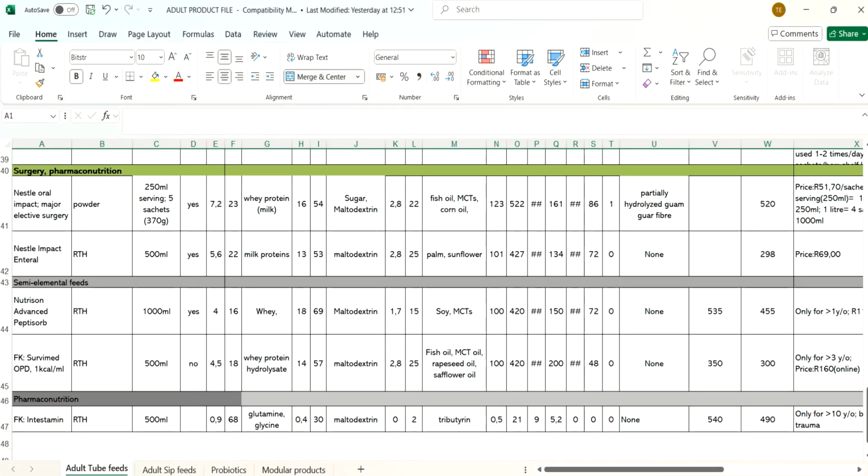Okay, then we have pharmaconutrition. So with these products, it's not a complete feed. It has specific substances inside to enhance the immune system or enhance healing, or it has gut-friendly properties, etc. So for example, glutamine is used in burns, trauma conditions, etc. So this contains this as well as maltodextrin, etc. So it's not a complete feed, it's only used in specific conditions, right? So that's why we put it under pharmaconutrition.